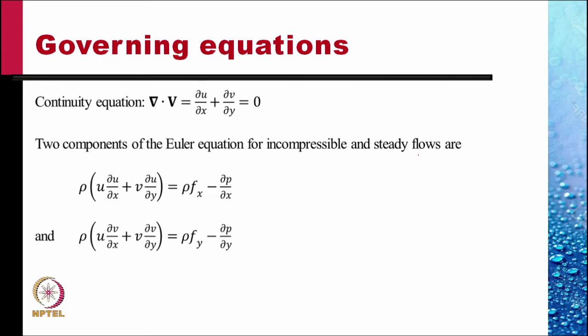The continuity equation is del dot V is equal to del u by del x plus del v by del y is equal to 0. The two components of Euler equations for the incompressible and steady flows are given below, and these are to be solved subject to the boundary condition that the normal component of velocity is 0 at the wall. As was discussed earlier, we cannot apply the no-slip condition at the wall.